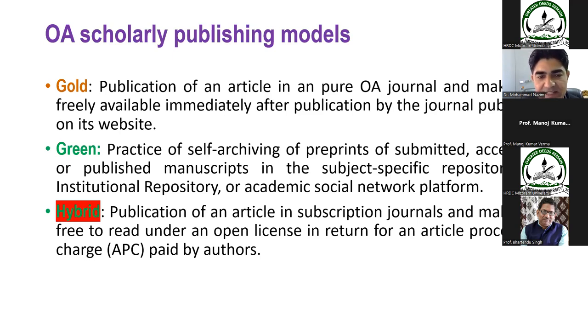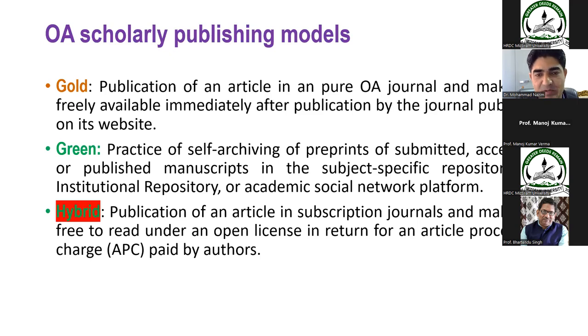The hybrid model is where a journal has two different modes of publication. Some articles in an issue of a journal may be published as open access, and some may not. If an author deposits the article processing charges, that is the publication fee, the article will be accessible in the public domain. That is open access. If somebody is not willing to pay, then it will be closed.